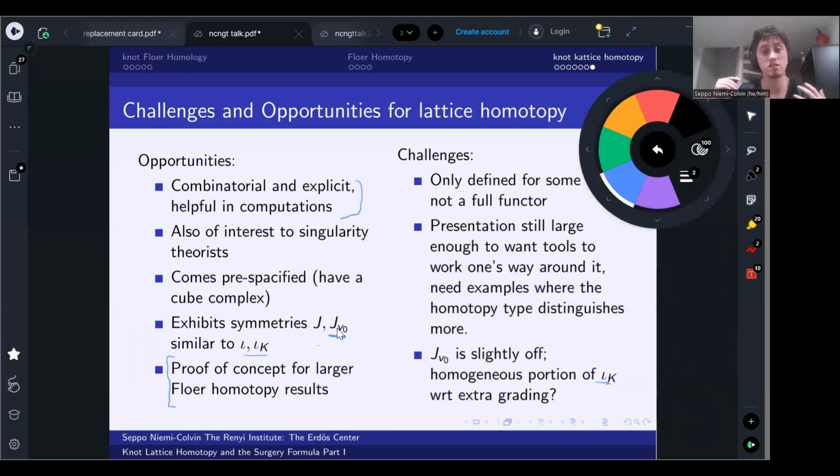Furthermore, the presentation is still large enough that while it's explicit, we want to still be able to develop tools to work our way around it and be able to use those computational tools to find examples where the homotopy type really is actually distinguishing more than just the homology.